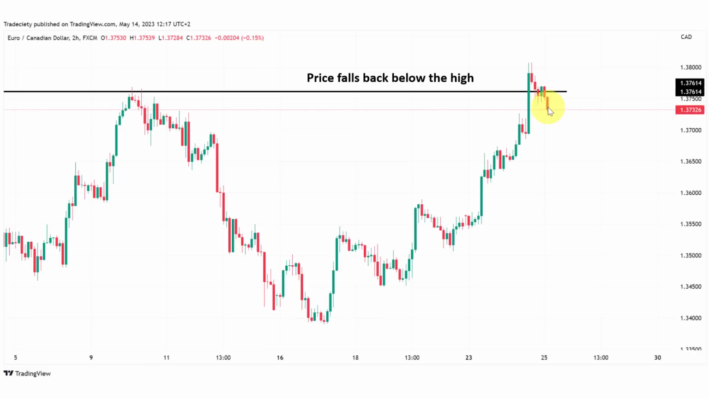And what you can see just a few candles later is the market is back below the range. And that is definitely not a bullish market. So just sitting on your hands and waiting a little bit longer can often save you so much trouble.